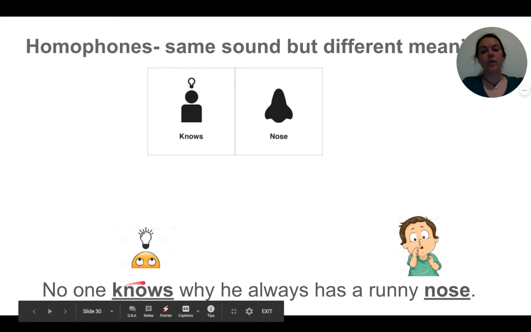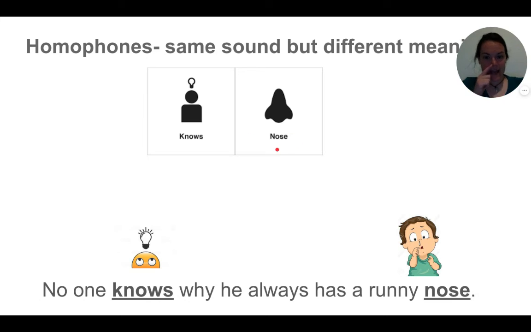No one knows why he always has a runny nose. So, judging from the sentence, the word knows with a K is about an idea, and nose with an N is the nose on your face. If you're reading the sentence and you hear the word nose with an N, I know it's talking about the thing on your face rather than the knows with a K.